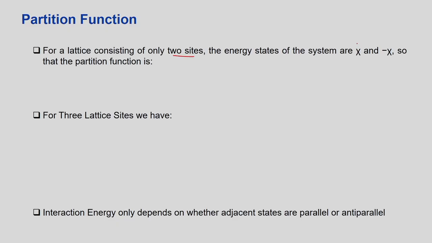So let's consider the simplest case of two sites. What are the different configurations of two sites? Both sites can take a positive sign when both arrows are upwards, and it may take a negative sign when one is upward and one is downward. The partition function thus becomes Q.